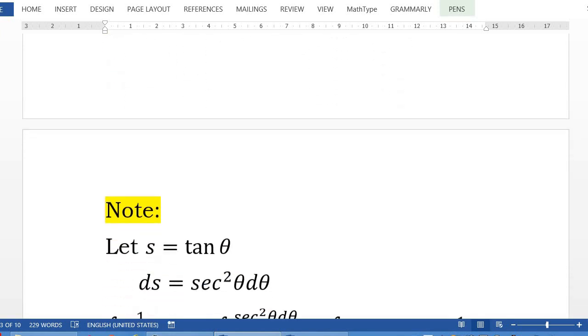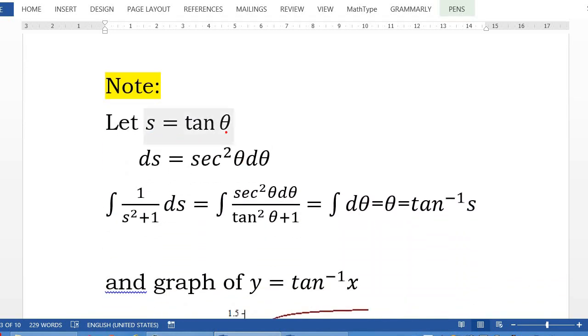Okay, this one you can use the trigonometric substitution, where you let s equal to tangent theta, ds will be secant squared theta d theta. So you substitute ds by secant squared theta d theta. s is tangent theta, so s squared plus 1 will be tangent squared theta plus 1. Note that tangent squared theta plus 1 is actually equal to secant squared theta. Hence, you cancel out, and it just becomes the integral of 1 d theta. The answer will be equal to theta, where theta is arctan s.